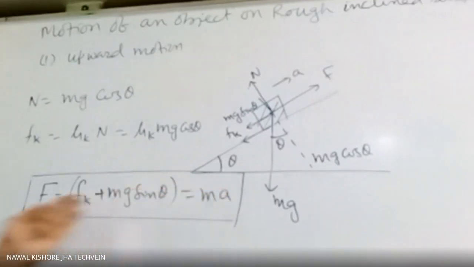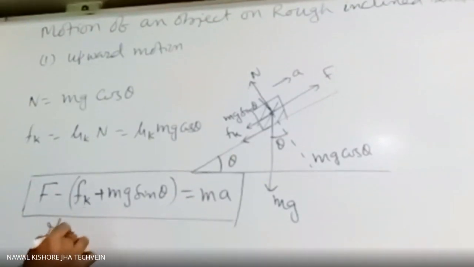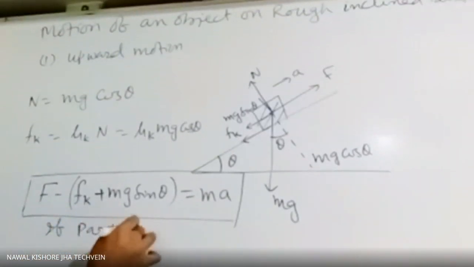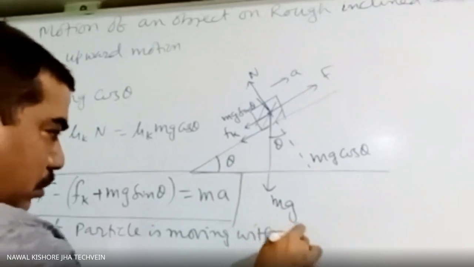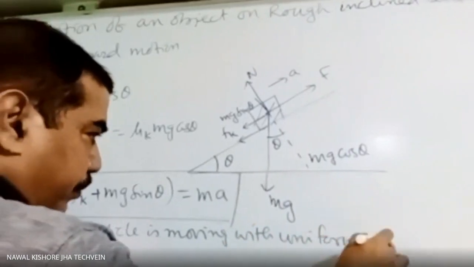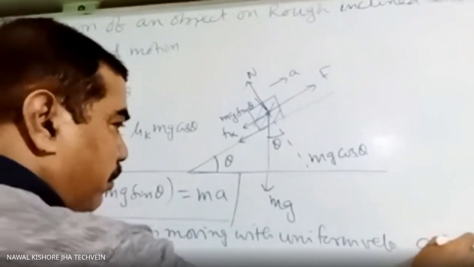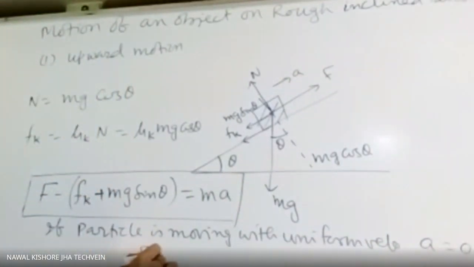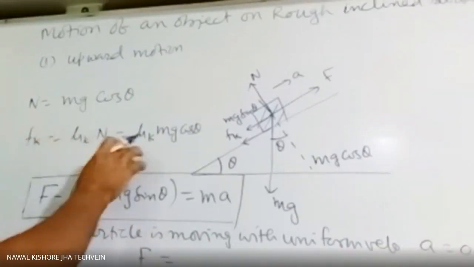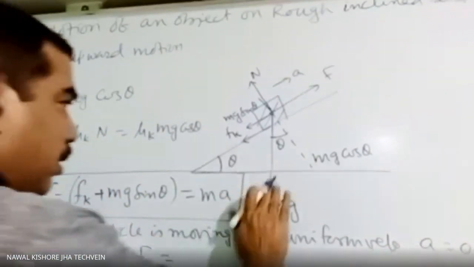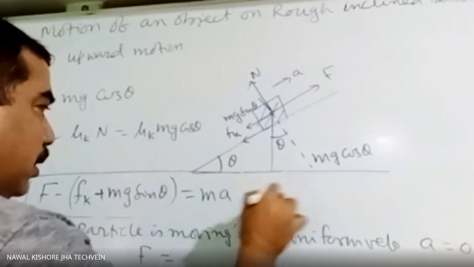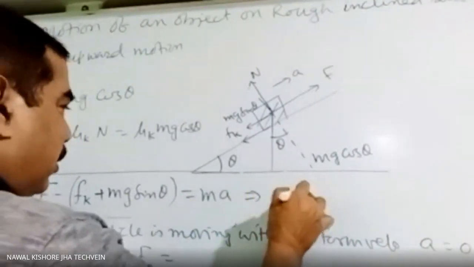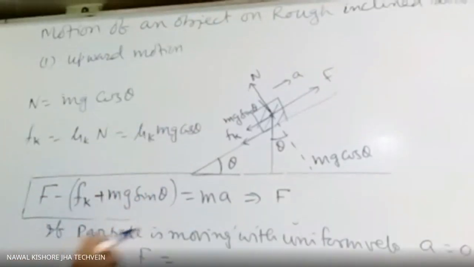Here also, if A is 0, then this is the case. If the particle is moving with uniform speed, uniform velocity, this ma will become 0, and in that case this F will be equal to Fk plus mg sin theta. In place of Fk, what will we write? So this Fk is mu k mg cos theta.